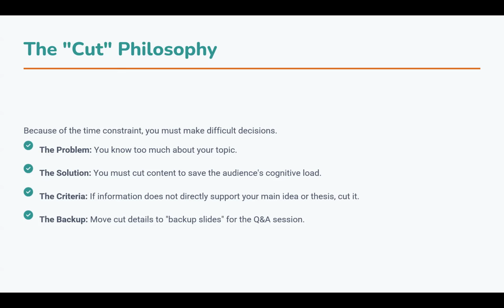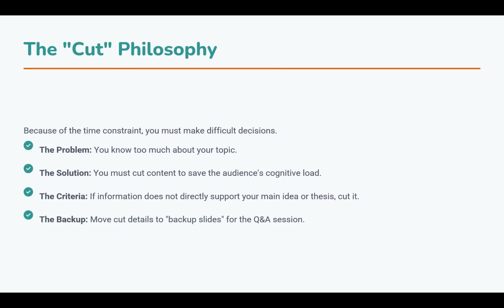So what is the criteria of this information cut philosophy? If information does not directly support your main idea or thesis, cut it. See what you can cut. If any information that you choose is not directly supporting your main idea, now you cannot communicate the entire whole idea, but you are in your presentation to communicate the main idea, the thesis. If your main idea thesis is not directly supported by any information that you selected, simply cut them off. You don't need to take them because you have a time constraint in your presentation.